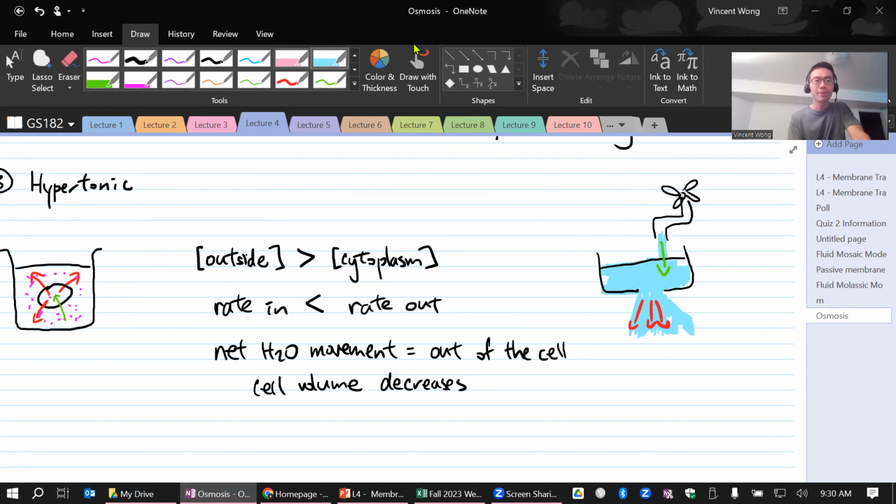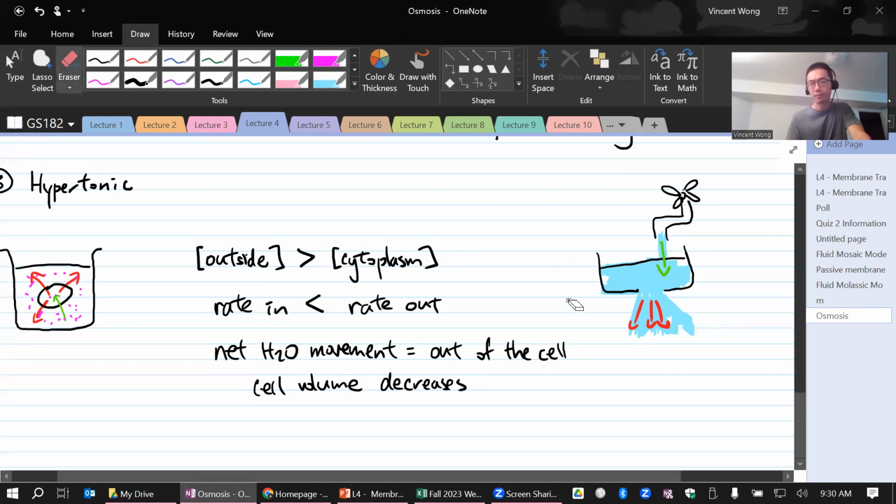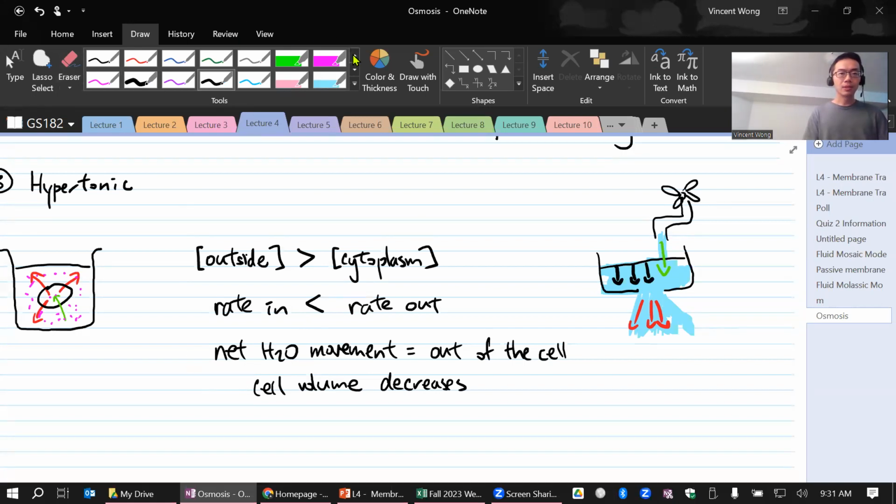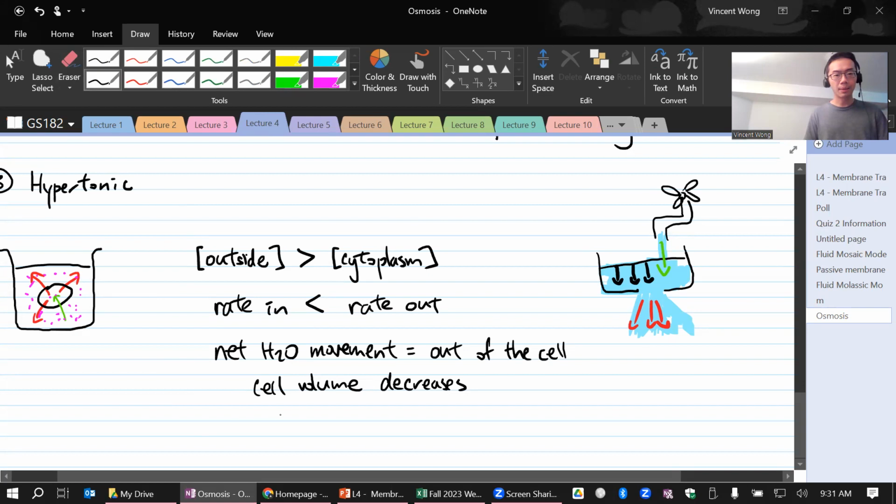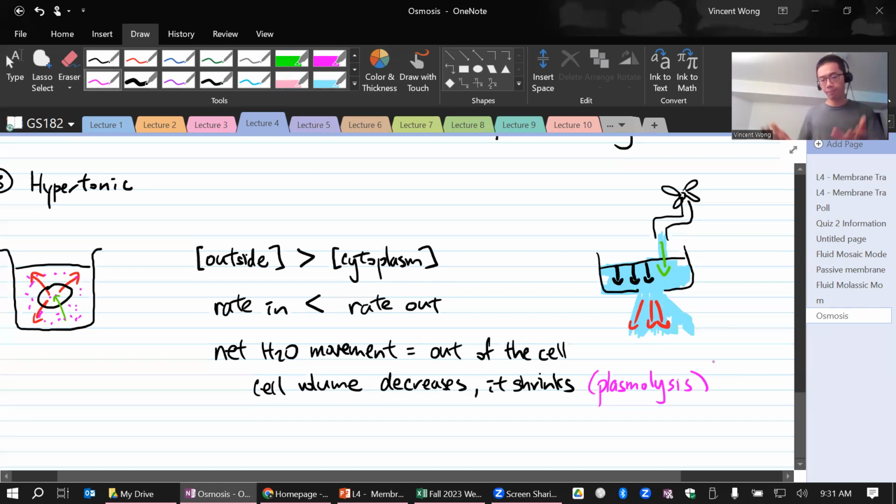So over time, I'm sure you can understand that the water level will be dropping, right? So what happens is the cell volume decreases. It shrinks. We have a fancy word for this: plasmolysis. That's the biology term for shrinking.